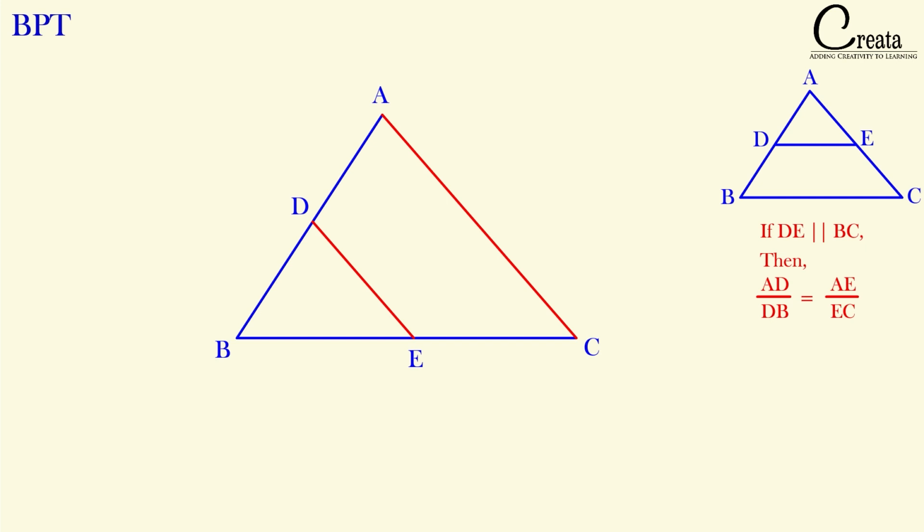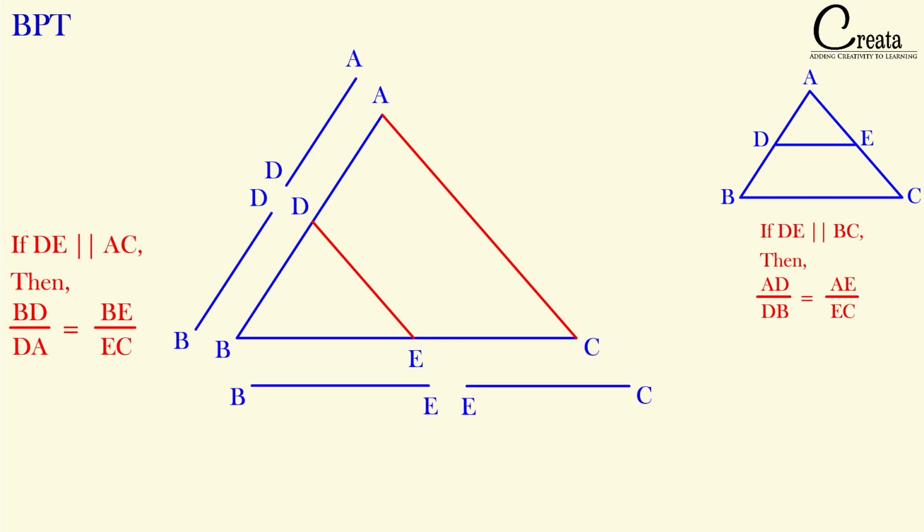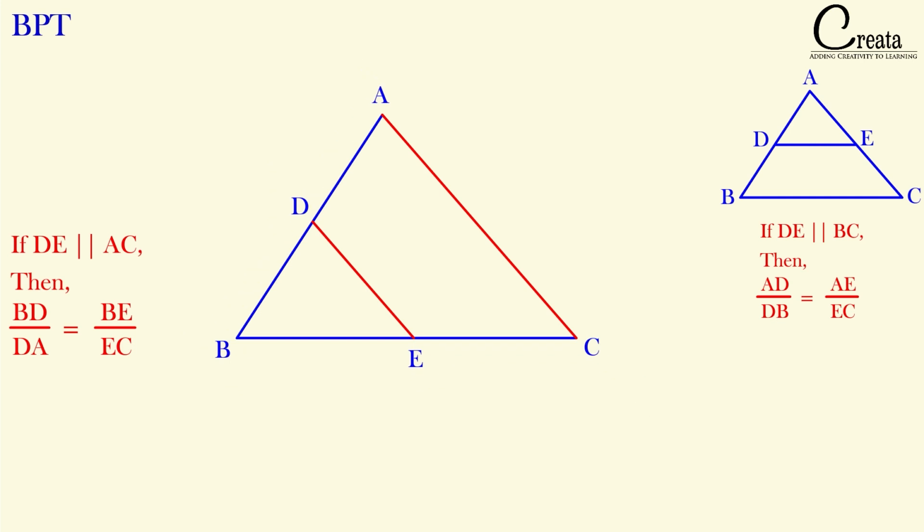Are you getting this concept? Here we have just moved the line segment parallel to AC. Initially DE was parallel to BC. Now for further clarity, we have taken the line segment DE which is parallel to AC. Here BD upon DA will be equal to BE upon EC. This is the BPT theorem.